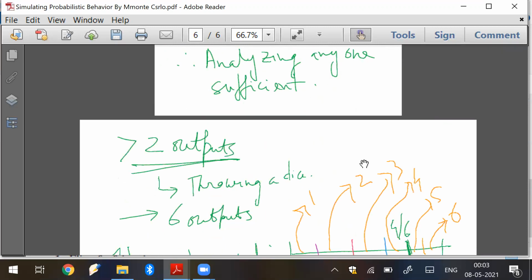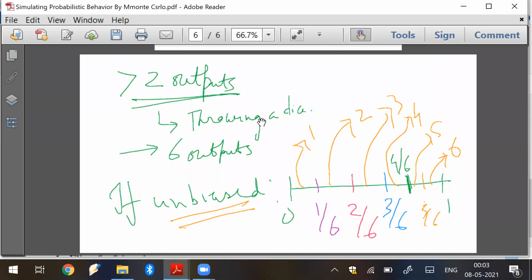For example, take the throwing of a dice. Suppose you consider throwing an unbiased dice, that means a fair throwing of a dice. Six outputs are possible, and each of them is equally possible, that is, equiprobable. So in the unbiased case, what will we do? Again, we will take the 0-1 interval.